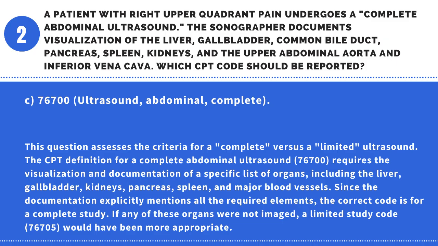The CPT definition for a complete abdominal ultrasound, 76700, requires the visualization and documentation of a specific list of organs, including the liver, gallbladder, kidneys, pancreas, spleen, and major blood vessels. Since the documentation explicitly mentions all the required elements, the correct code is for a complete study. If any of these organs were not imaged, a limited study code, 76705, would have been more appropriate.